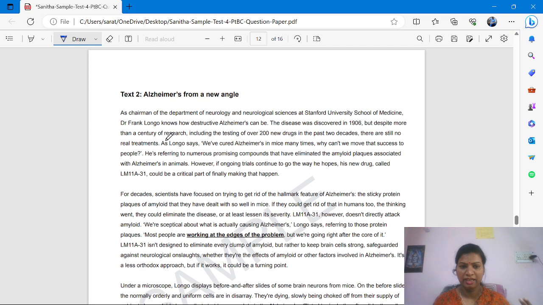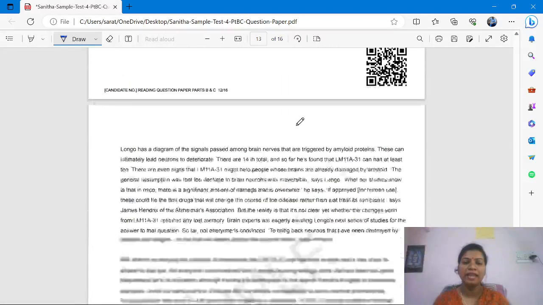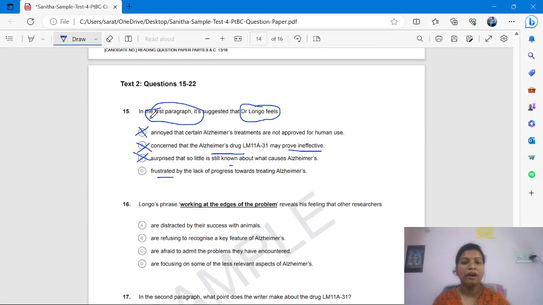As Longo says, see how it connects with "as": we have cured Alzheimer's in mice many times. Why can't we move that success to people? See how the option is given and how the answer is given. So you have to find the answer like that. The way you read is very important. You have to comprehend, connect the option with the passage, and finally you get the answer.